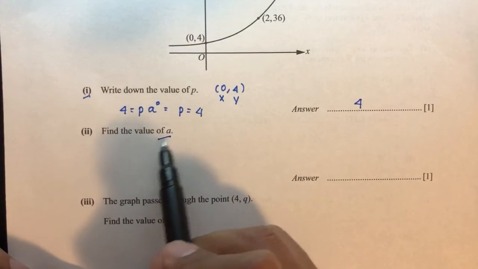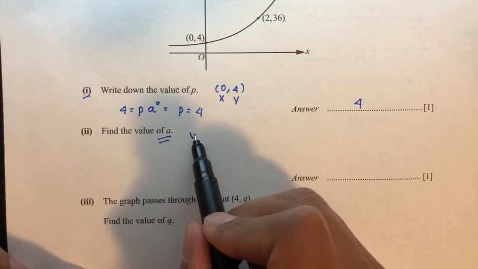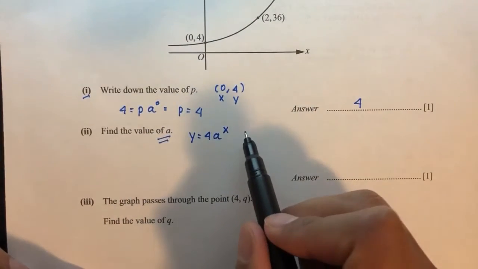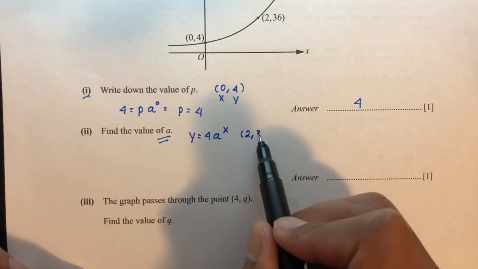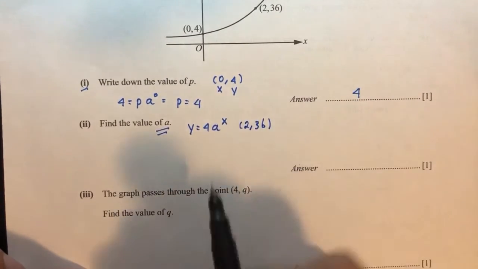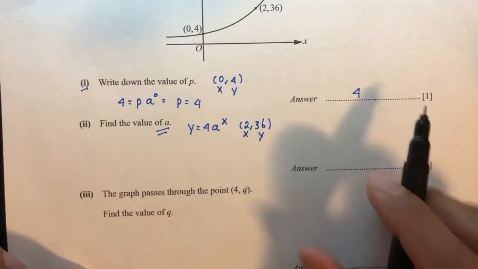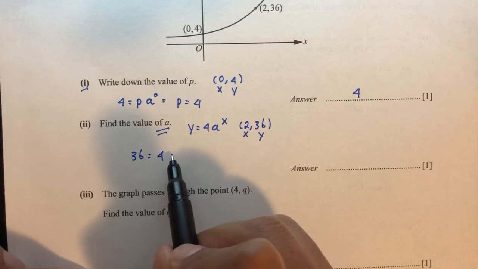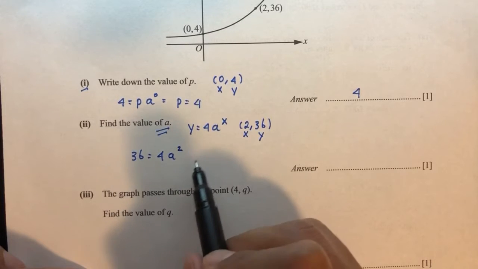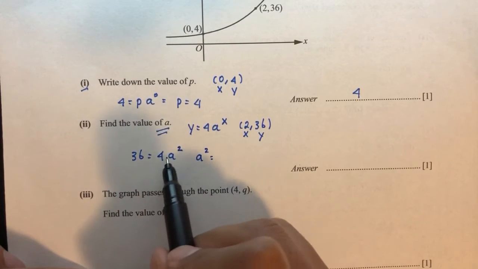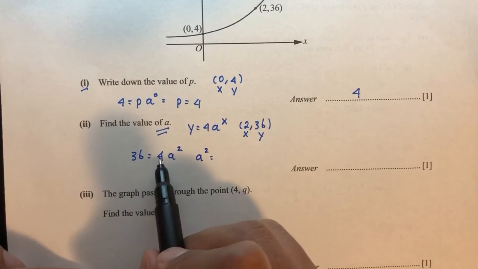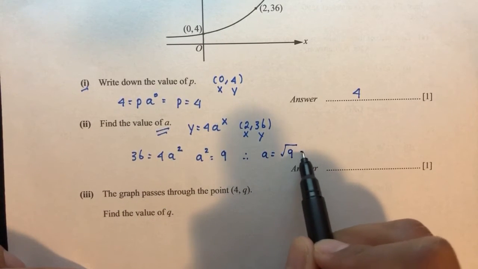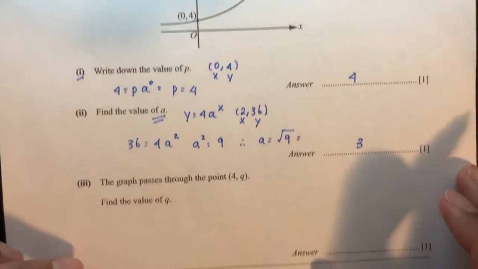Now find the value of a. So we know that the equation now is 4 a to the power x. So you use this point, 2, 36. This is x, this is y. So y will be 36, 4 times a to the power 2. So a squared will be this divided by 4, which is 9. So a will be the square root of 9, which is 3.